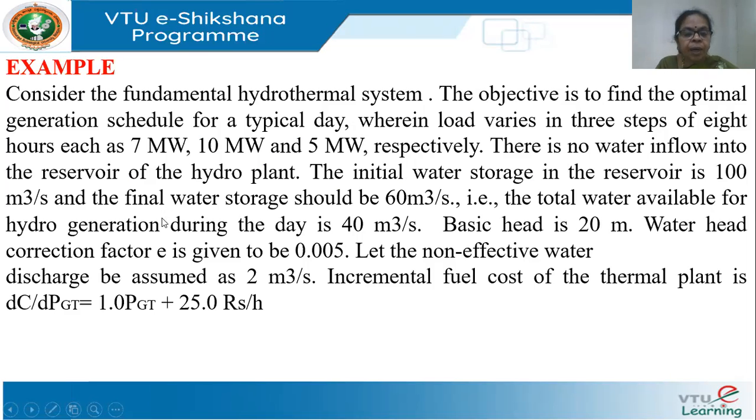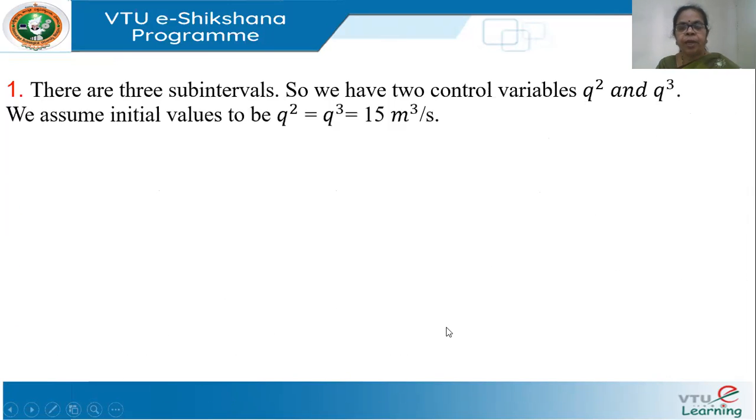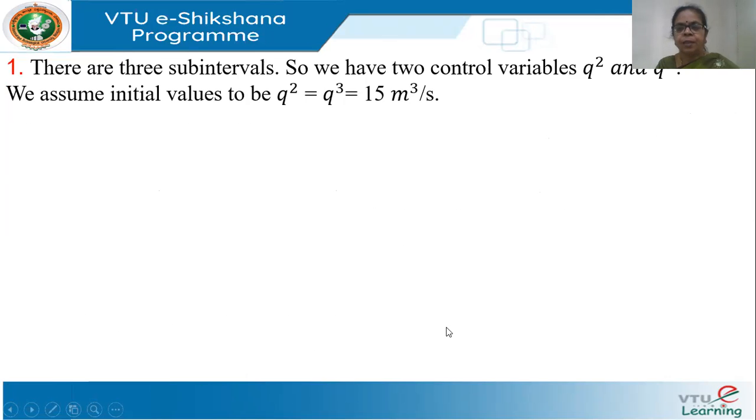You can assume the correction factor is 0.005. And the non-effective water discharge is 2 meter cube per second. That is the amount of discharge you have to maintain for your no load. And the incremental fuel cost of the thermal plant is given by dC/dPGT equals 1 plus 1 PGT plus 25 rupees per hour. So we have all the data. Now let us see systematically, step by step, how I get the optimal solution. I will show you for one iteration. You can continue for the other iterations.